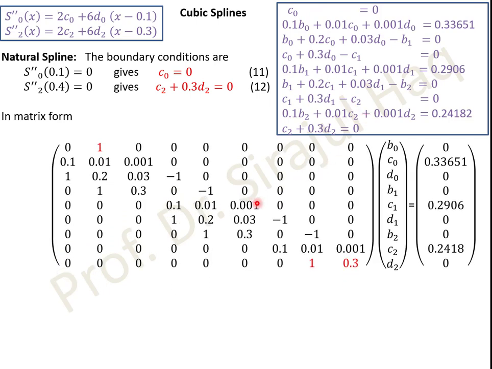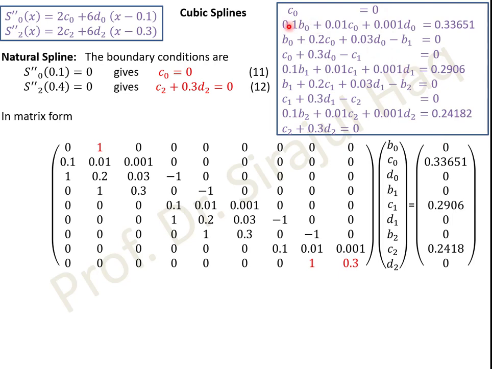You can see this is the matrix form. Look at this one. This column is for the coefficients of B0, C0, D0, B1, C1, D1, B2, C2, and D2. So for the first row, let's come to this equation. The coefficient of the rest of the constants is 0, except the coefficient of C0 is 1. So the coefficient of C0 is equal to 1, and the rest of the coefficients are 0. On the right hand side, you have 0.